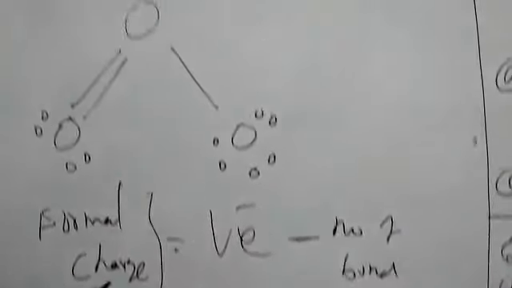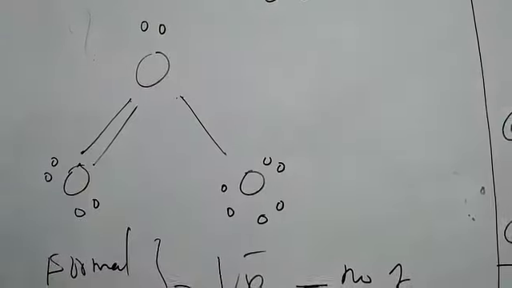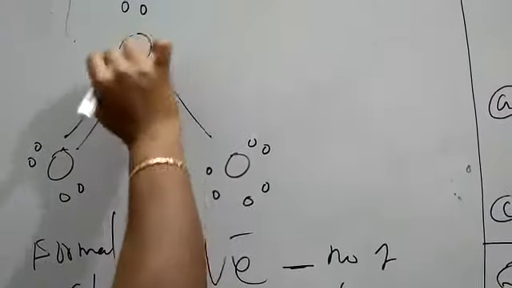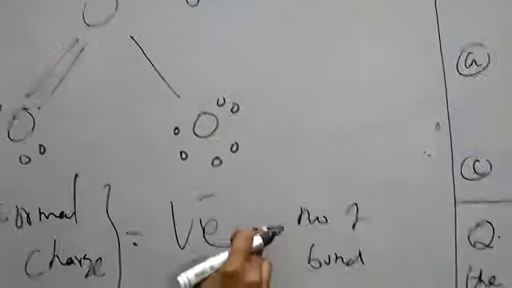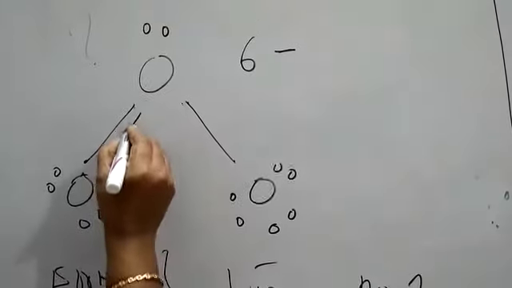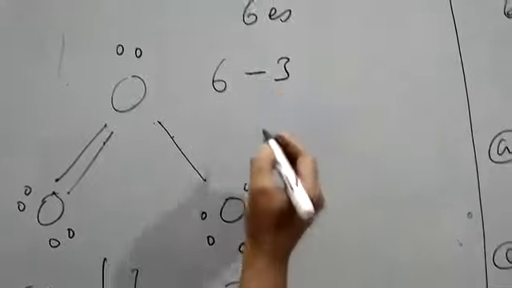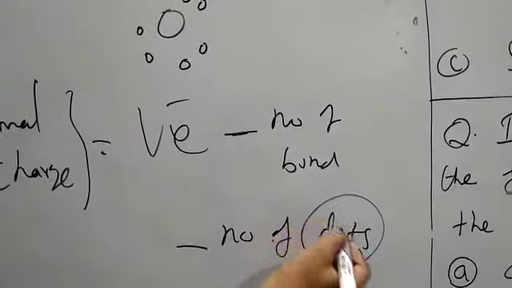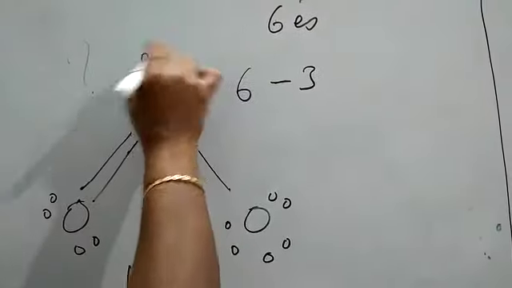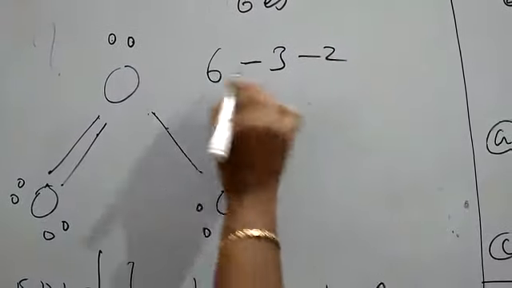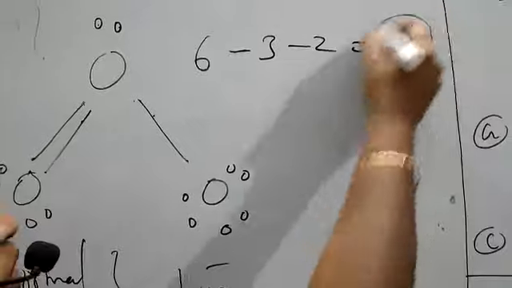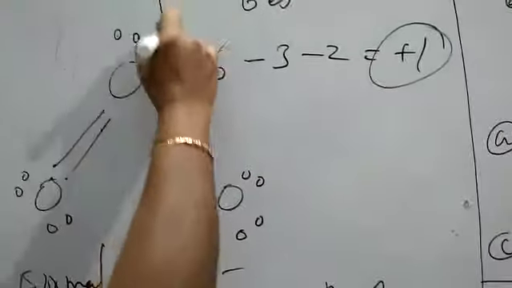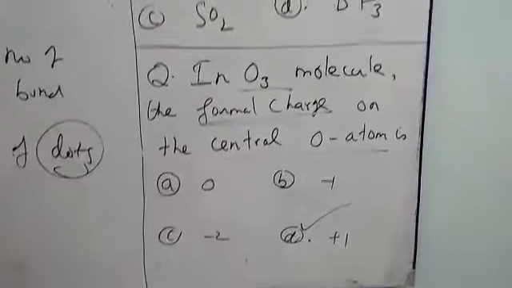Now let us see, they ask you to find it for this oxygen only. What is the valence electron for oxygen? 6. Valence 6, minus number of bonds: 1, 2, 3, so minus 3. Then minus number of dots. How many? 2 dots are there, minus 2. So 6 minus 5 is equal to, your answer is plus 1. So the formal charge on this oxygen atom is plus 1. Go on and select the answer. This is plus 1. B is the answer.